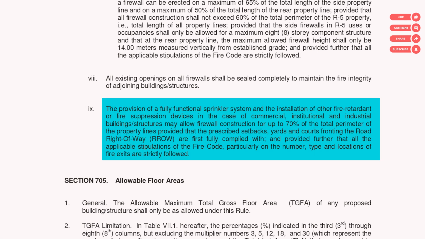Okay. Nakalagay na, for commercial, institutional, and industrial projects, you can build firewalls, but there are four conditions. Number one, your building must have a sprinkler system. Number two, you have to have fire retardant or fire suppression devices. Number three, the total firewall length cannot exceed 70% of the lot perimeter. And number four, you have to have setbacks from the road. What that means is, you cannot have firewalls on the road. Which I think is obvious. Don't do that. But yeah.